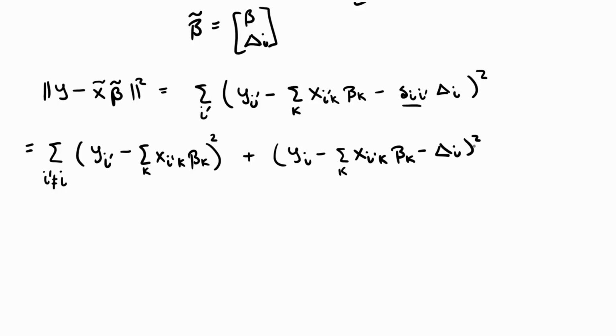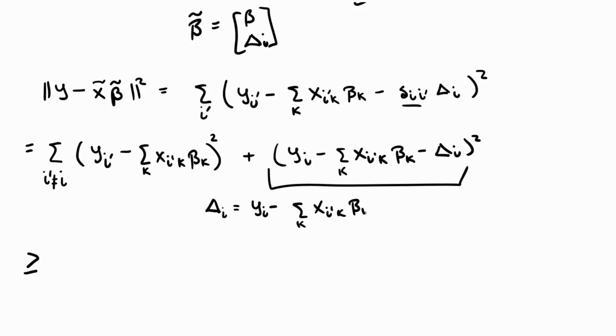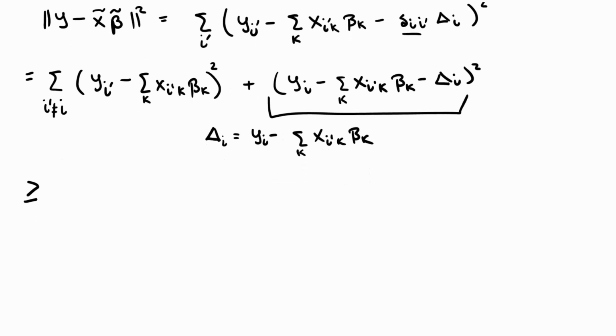Now this is going to be greater than or equal to what I get if I were to set this term right here equal to 0. One way I can set a linear constraint and make that term equal to 0 is to set delta_i equal to y_i minus the summation over k of x_i'k beta_k. Then that term is 0, and we're left with the summation over all points i prime not equal to i of y_i prime minus the summation over k of x_i'k beta_k, squared.